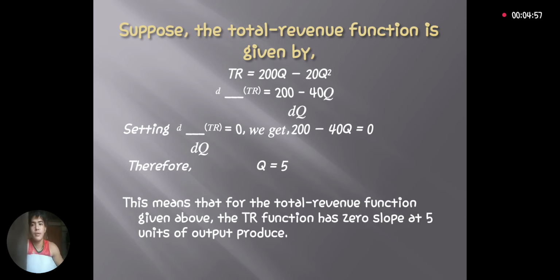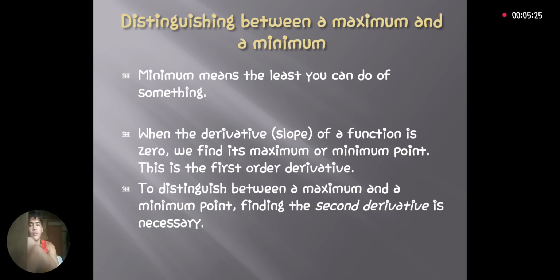For example here, as I explained earlier, minimum means the least you can do of something. If the minimum amount of dollars you must pay for something is 7, then you cannot pay $6 or less. You must pay at least 7. You can pay more than the minimum, but no less. Maximum means the most you can have of something. So let's proceed to distinguishing between a maximum and a minimum.